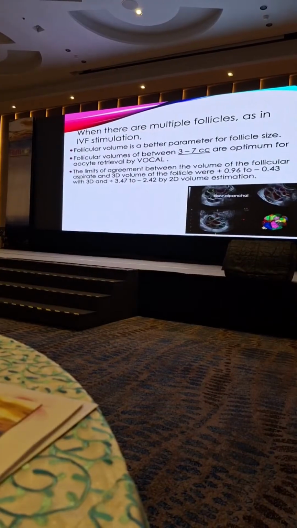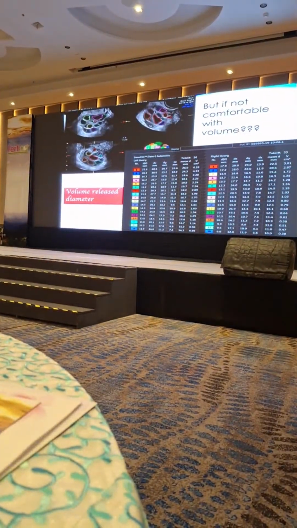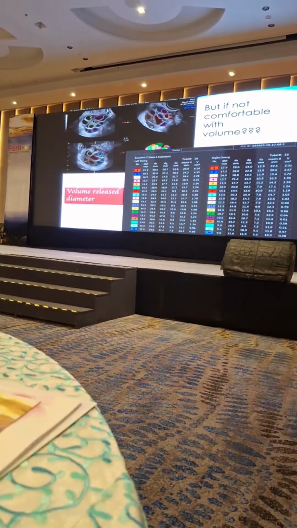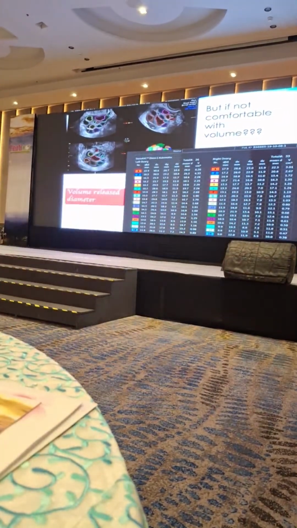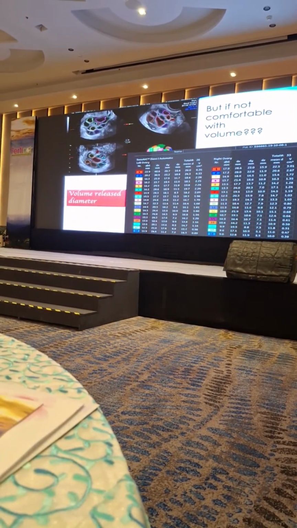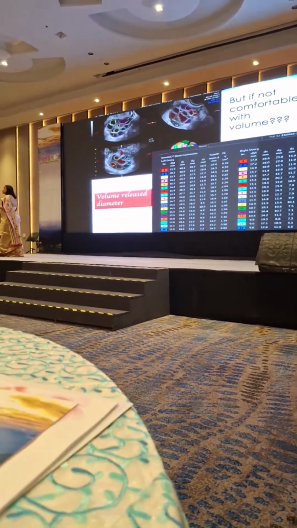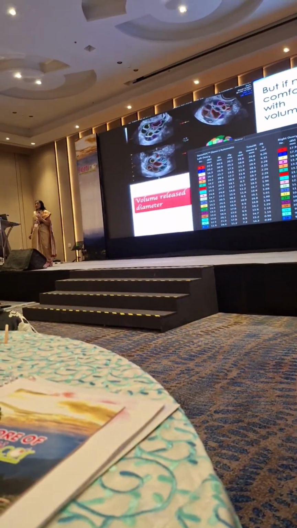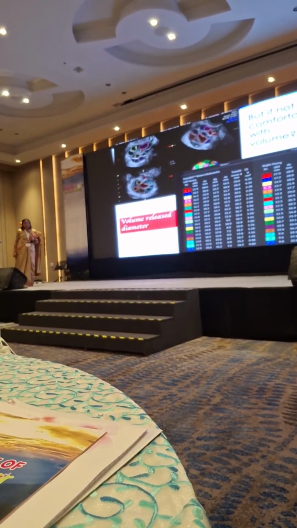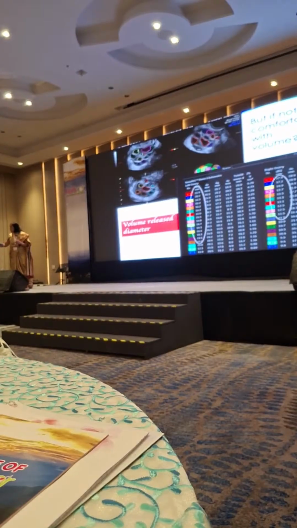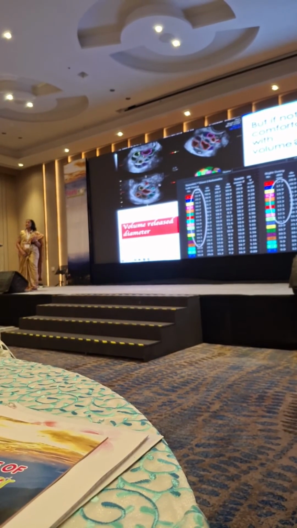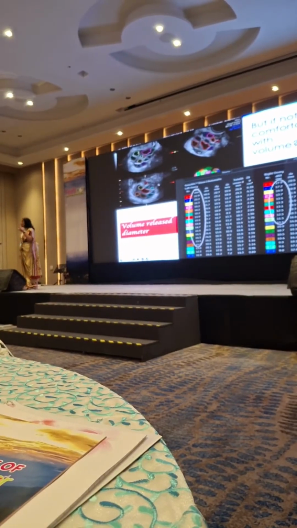And as I told you, if the shape is irregular, your longest mean diameter is not going to be the correct estimation of the size of the follicle. It is for this reason that whenever you are using Sono ABC to decide the time of the trigger and you still want to depend on the diameters, you should use what is called the volume derived or volume release diameter, which is in the first column.